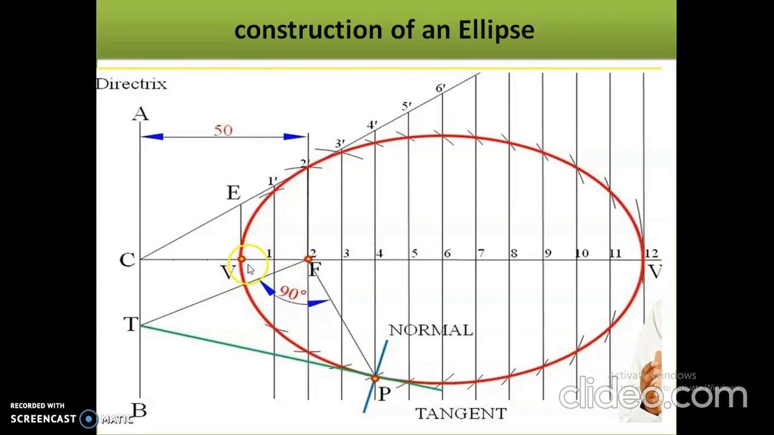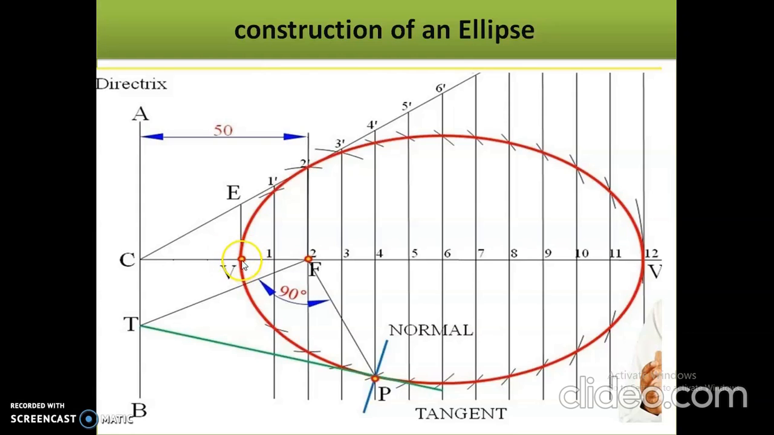Why? Because the eccentricity value is given as 2 by 3. The 2 is the numerator value, so we count from the focus point: from here, this is 0, 1 and 2. The denominator is 3, so we calculate from the directrix line: 0, 1, 2, 3. The point where these 2 points meet is our vertex point.